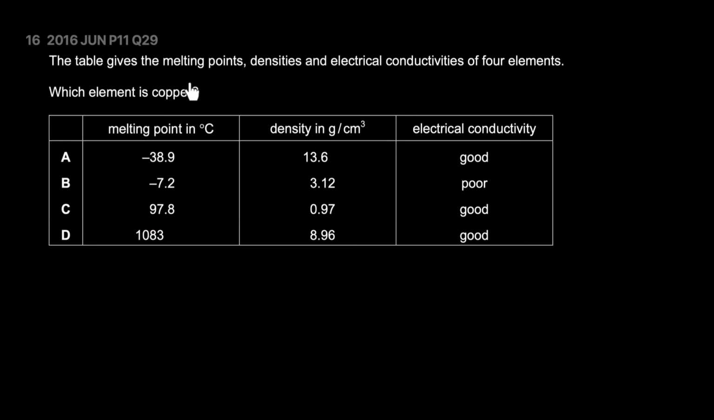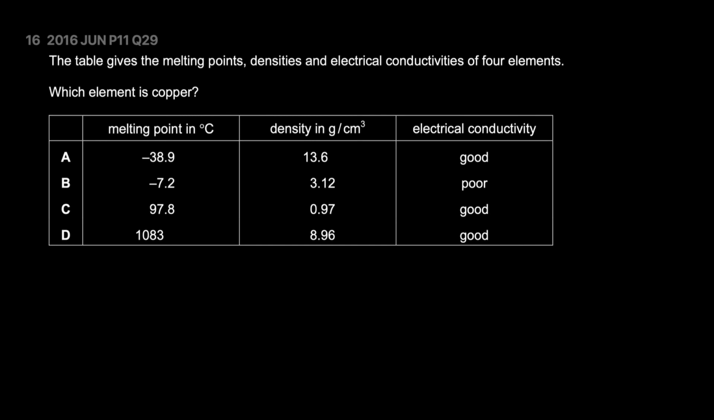The table gives the melting points, densities, and electrical conductivities of 4 elements. Which element is copper? Copper will generally have a high melting point because at one point, copper was popular to make pots and pans out of for cooking utensils, because it was very good. Even among metals, it was probably the best to conduct electricity and heat. Heat's the important factor here, right? So all of these melting points are not good for cooking utensils. Why? Well, this is already a liquid at room temperature because it melts at -38.